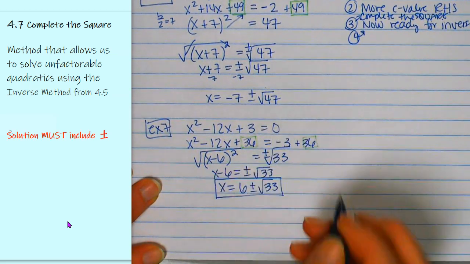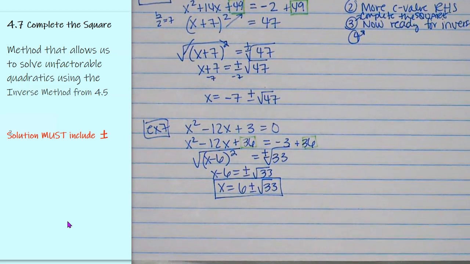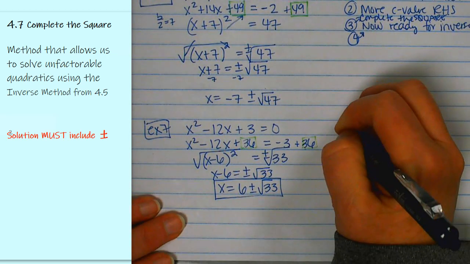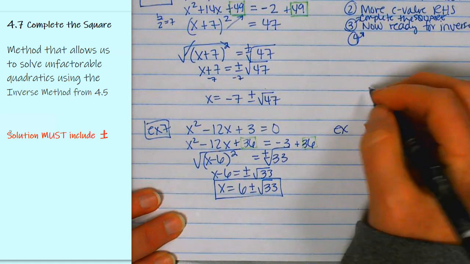This is the answer, and you leave it just like that. You don't need to find a decimal approximation. This is the most perfect answer you can have, and it's not rounded. It is the most exact answer you can have, leaving it in the square root of 33 form. One more, and then we're going to let you do some of your homework problems.